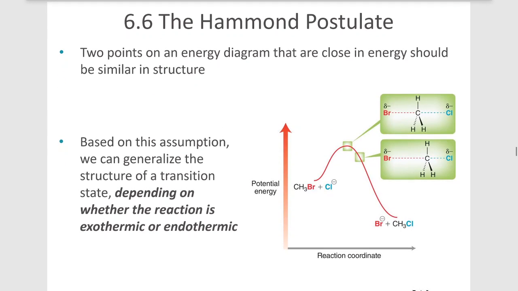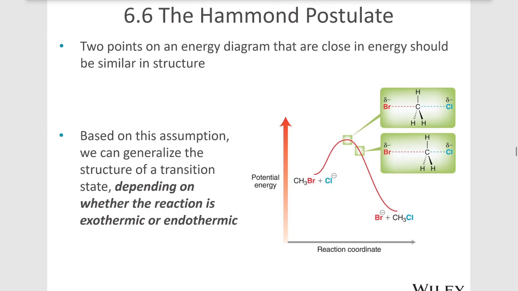This topic is perhaps a little more challenging to understand, but this is the Hammond postulate. If we look at two points on an energy diagram as we're going from starting material to products, as we move right along this reaction coordinate, any two points that are closer in energy should be more similar in structure. So here we have our bonds breaking and forming in our transition state. As we move along the path, the bonds are breaking more and more until we get the bonds fully broken.